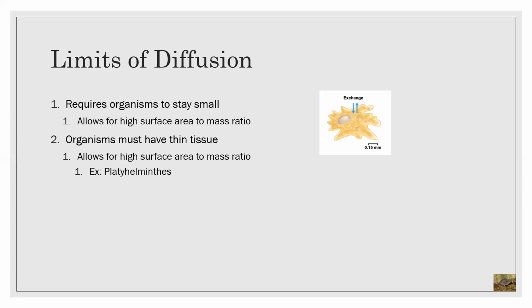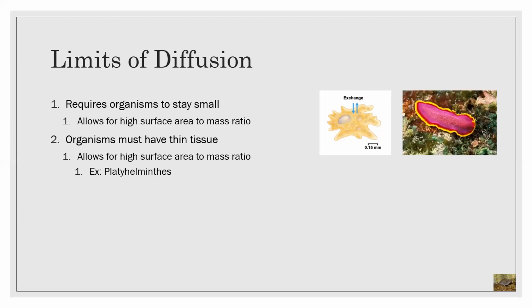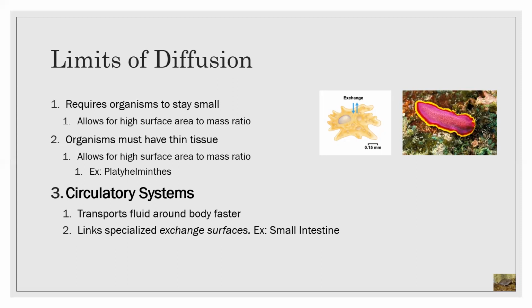The second limit is that organisms must have thin tissue if they do want to have efficient diffusion. And so this again allows for high surface area to mass ratio. And we see this in platyhelminthes with that picture. And so the third thing is circulatory systems. So this is what we're really interested in this video.